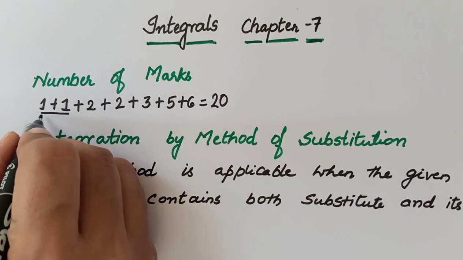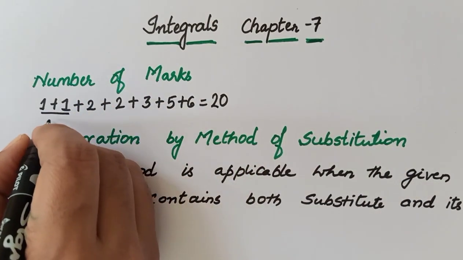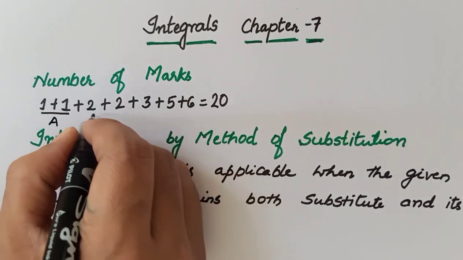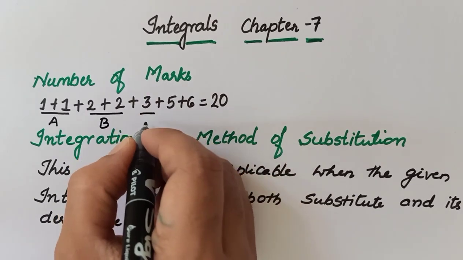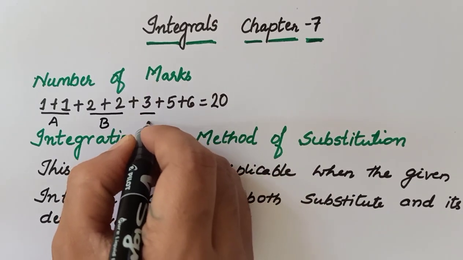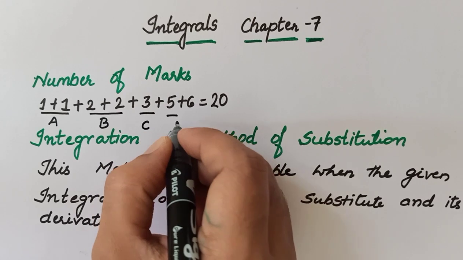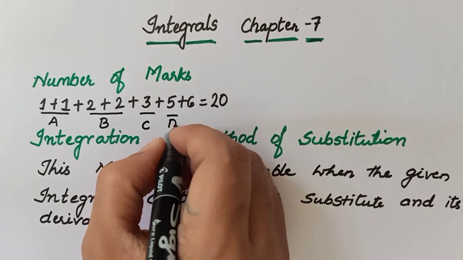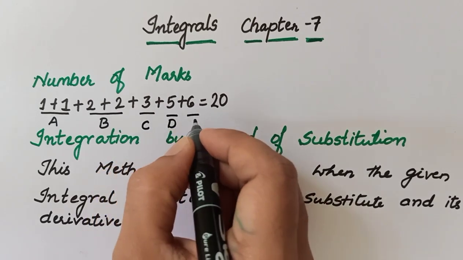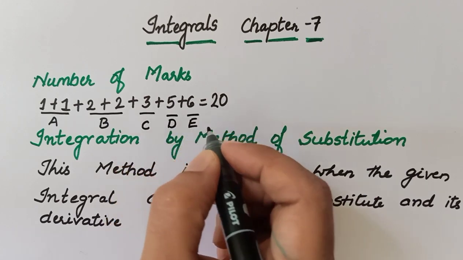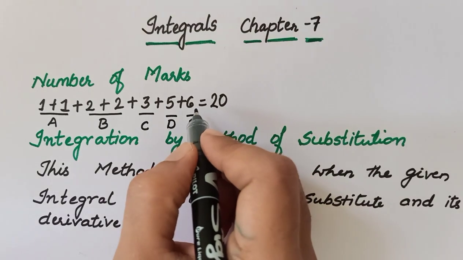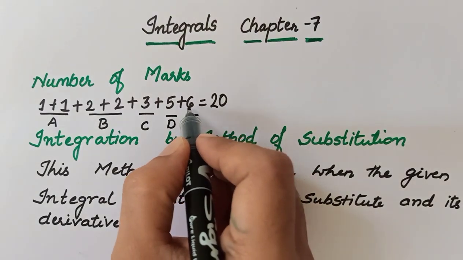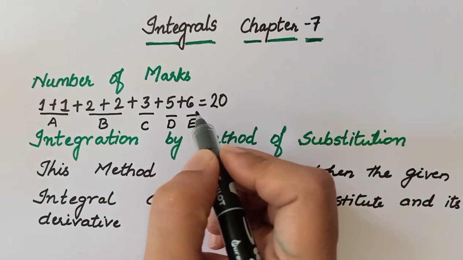Alright, so here 1 mark questions, that is from part A. There will be 2 questions from part A and 2 questions from part B. 1 question, that is for 3 marks, from part C. 1 question from part D, that is for 5 marks, and 1 more question from part E. So in part E there will be 2 questions for 10 marks. So for 6 marks there will be 1 question from this chapter, that is on integrals.